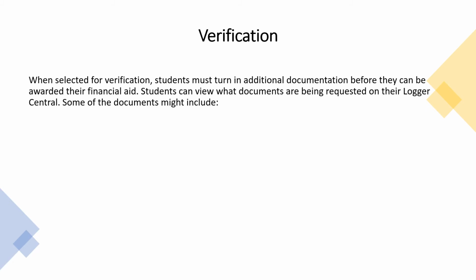Well, about 1 in every 3 students get selected for verification, which means that they might need to turn in additional documentation before the college can award any financial aid. Some of the documents that may be requested include tax returns, marital status forms, household size form, proof of registering for selective service, proof of high school completion or GED, etc. Students will want to check Logger Central in order to see if they are selected for verification and which forms they may need to submit or what they may need to do.